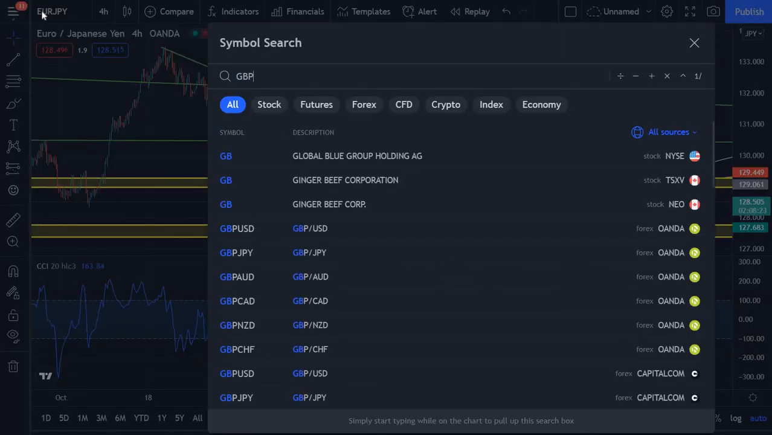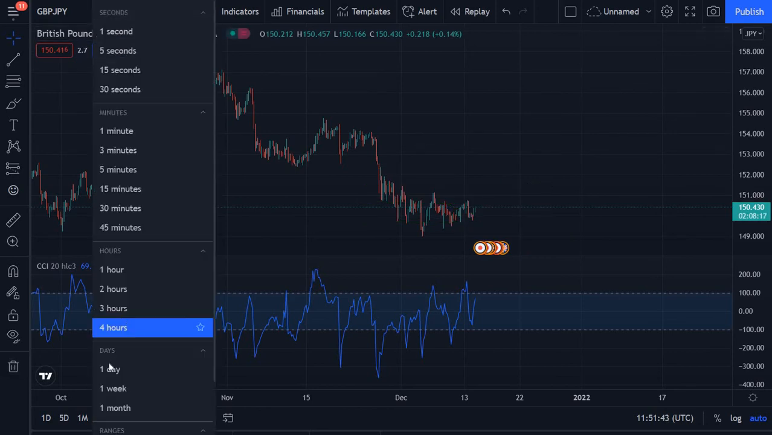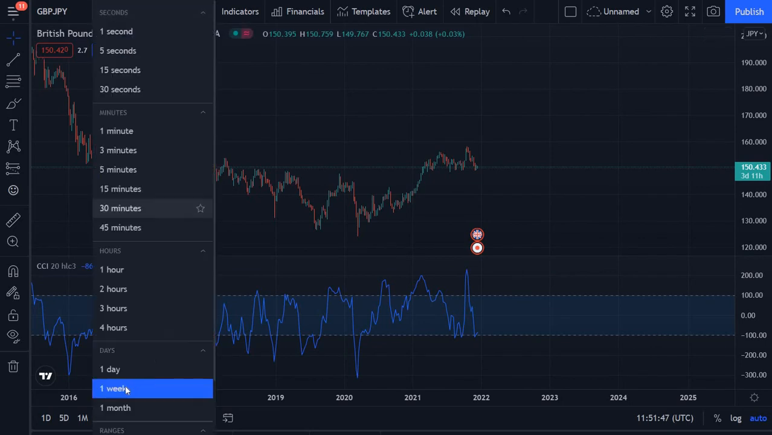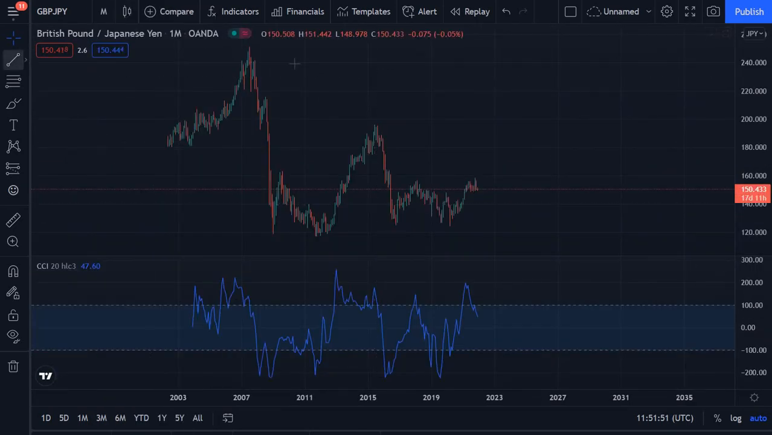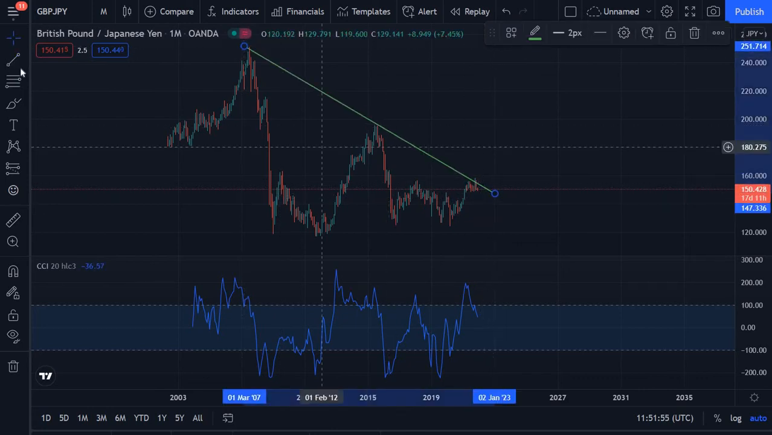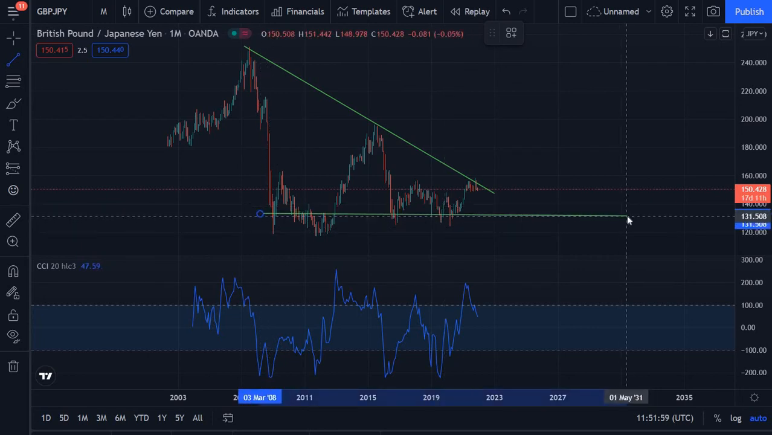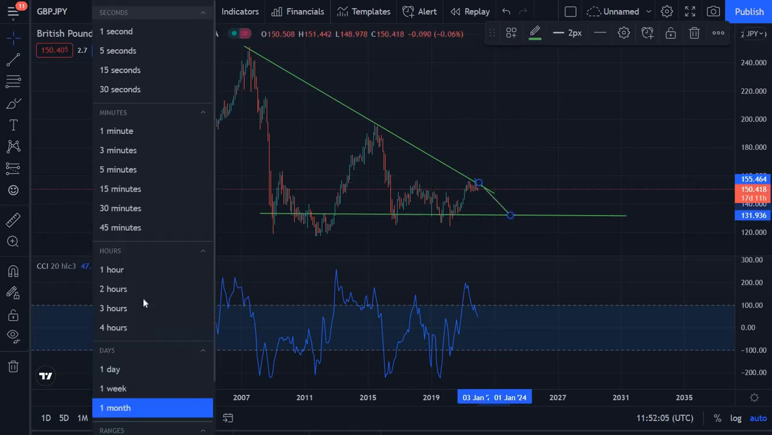So let's check the British pound, Japanese yen as well. What is going on here on the daily, weekly, monthly? Let's quickly check the monthly. Well, pretty much here at the top of the trend line. So target would be somewhere around here, the first target at least. We could go much lower on the monthly.